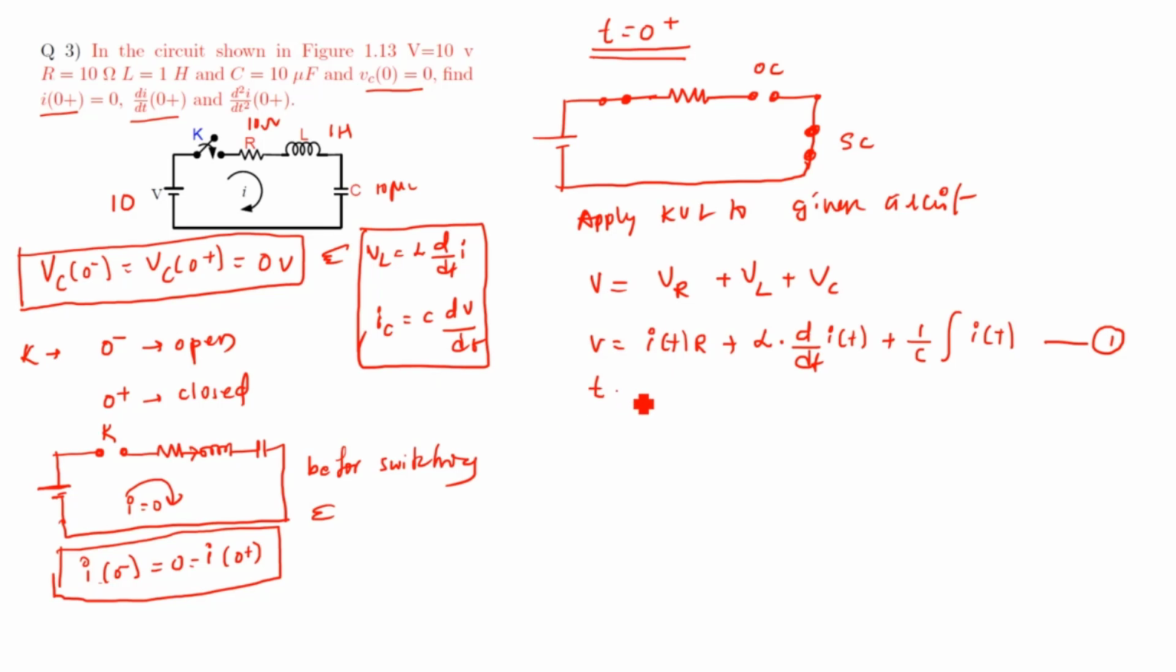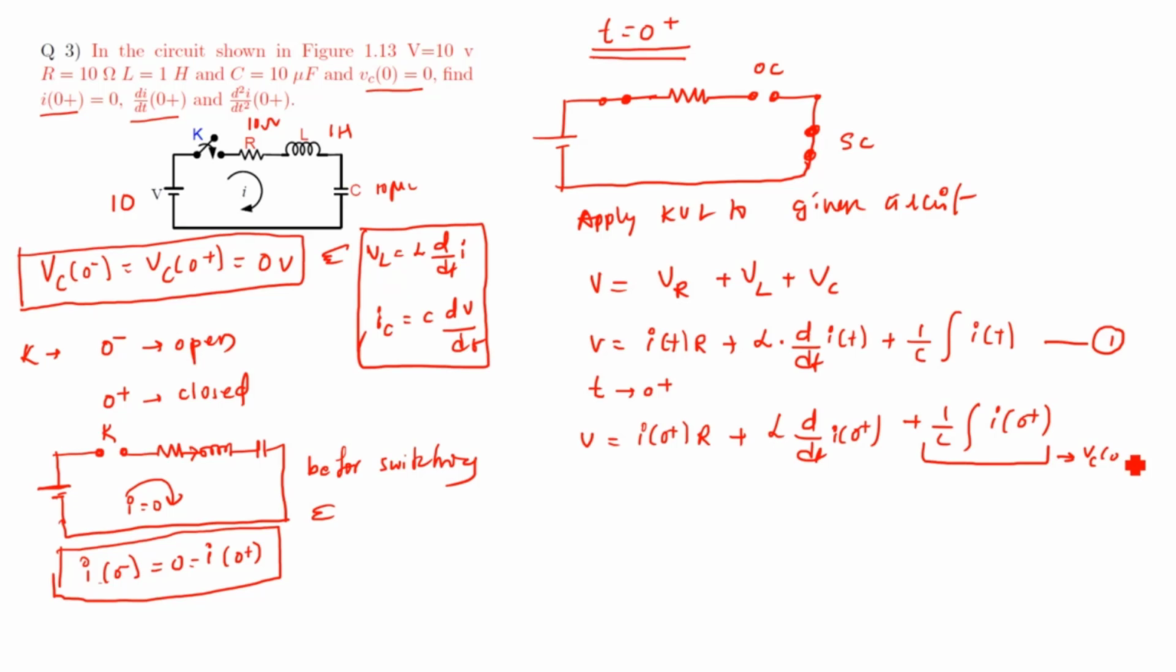Wherever t is there, replace it by t0 plus. V equals I0 plus into R plus L into d by dt of I0 plus, plus 1 by C into integral of I0 plus. We know that this is nothing but VC0 plus. So this complete term is the capacitor voltage.